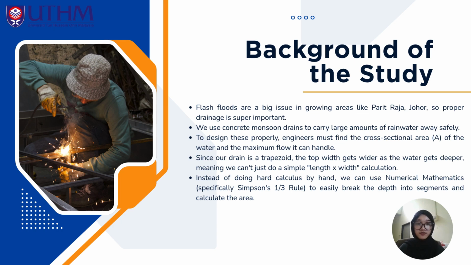Concrete monsoon drains are the main infrastructure used to carry large amounts of rainwater away safely during heavy downpours. As civil engineers, to design these drains properly, we need to know two main things: the cross-sectional area of the water and the maximum flow rate it can handle before spilling over. Because our drain is trapezoidal, the top width gets wider as the water gets deeper. This means we can't just use a simple length times width geometric formula. Instead of doing long, complicated analytical calculus by hand, we use numerical methods, specifically Simpson's 1/3 rule, to break the depth down into segments and calculate the area accurately.